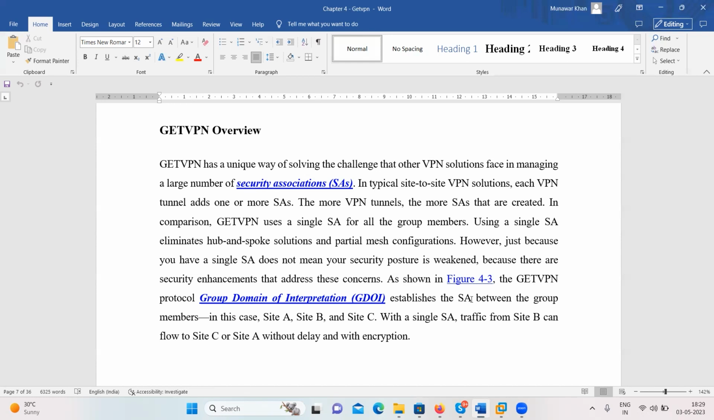Like R1 has a site-to-site VPN with R2, so the SA is between R1 and R2. R1 has a site-to-site VPN with R3, so it is a separate SA between R1 and R3, site to site, LAN to LAN. But here, try to understand, it is between group members with a single security association. Anyone can go anywhere and communicate, and at the same time they can lock their data, they can encrypt the data, and the other guy will decrypt it. Encryption at one point, decryption at the other point.